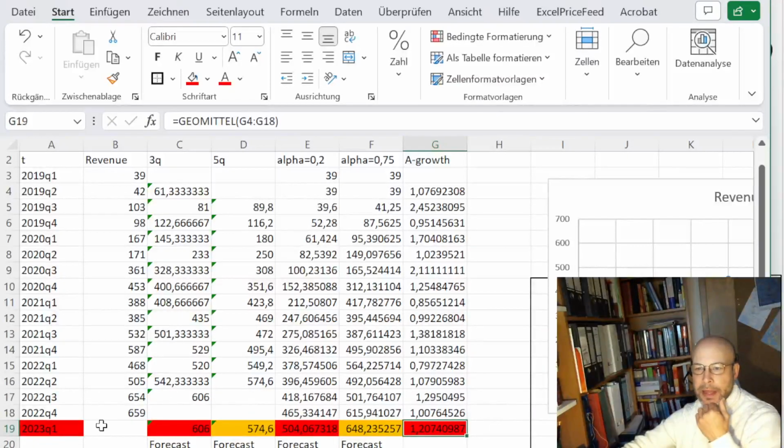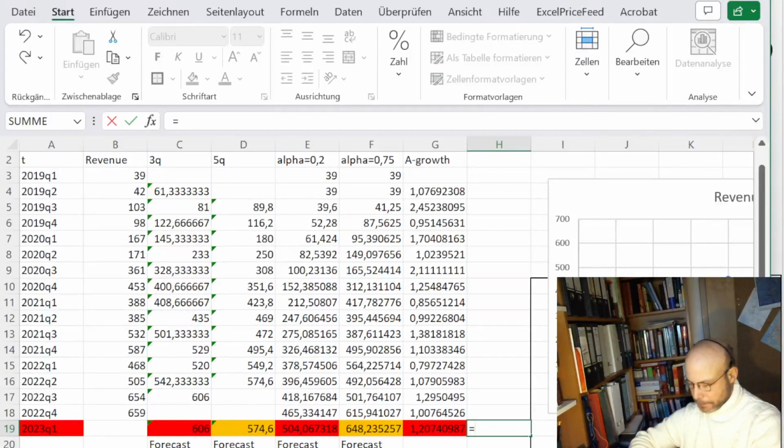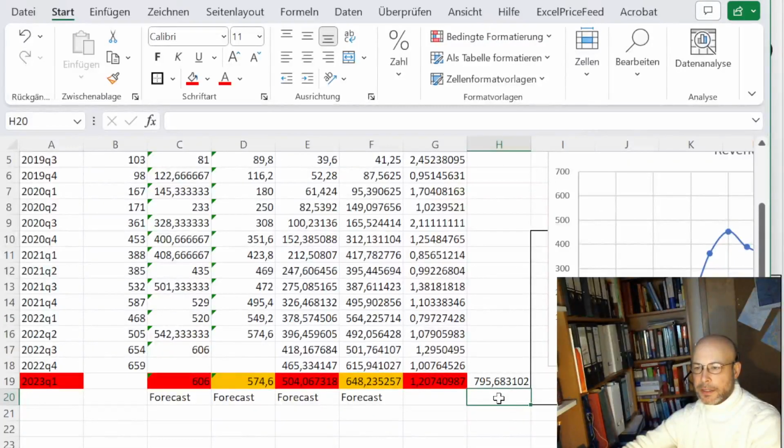So we then calculate 659 times 1.207. So an increase of the last value of roughly 20% equals 659 times 1.207 is then our forecast. And this also in red.